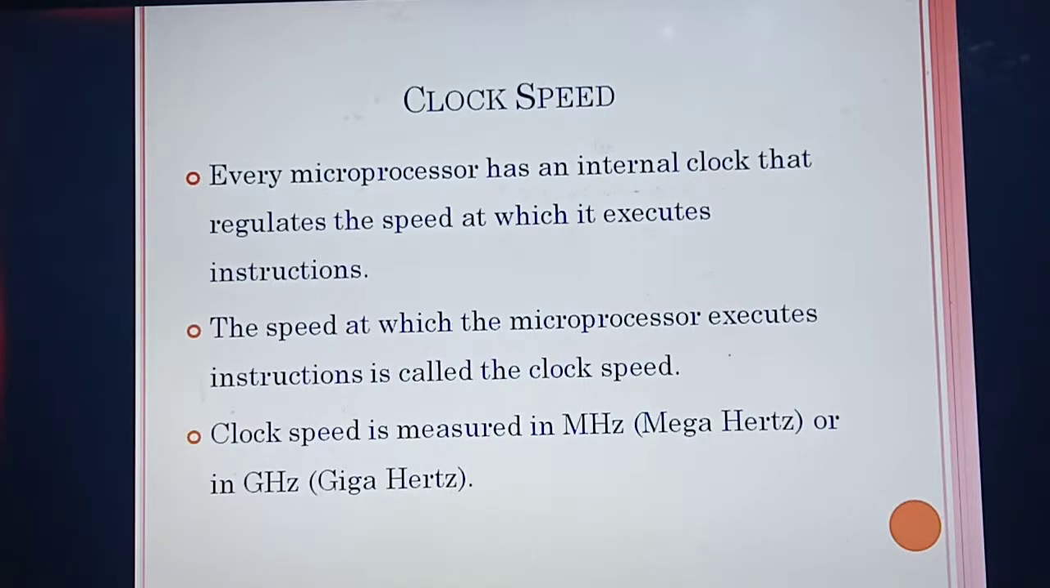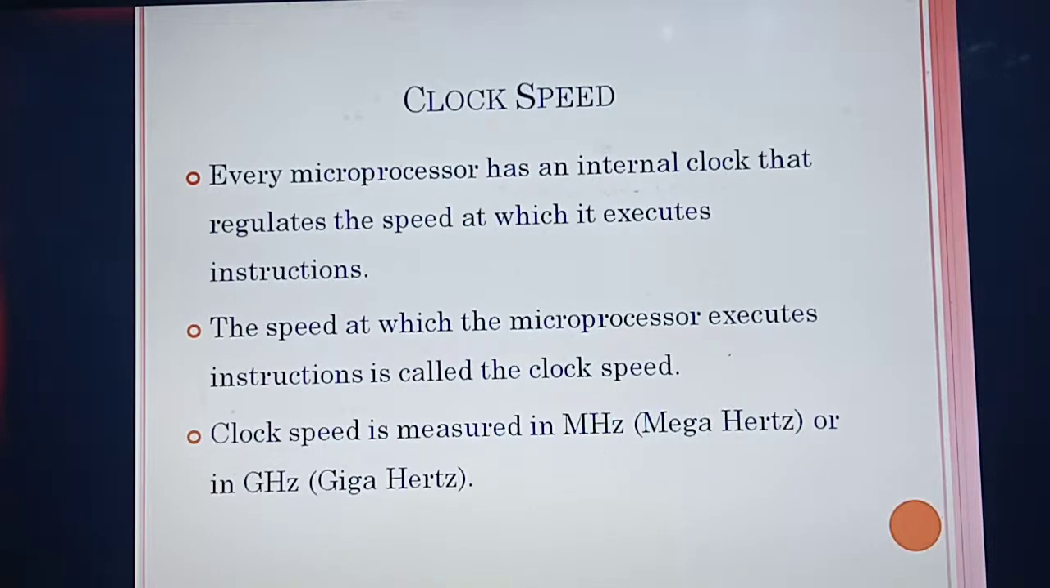So this clock speed is measured in a unit called megahertz or gigahertz. Understood? So this clock speed is measured in which one? What's the unit? Megahertz or gigahertz. So once more I am repeating, very important question. I am explaining each point by point.